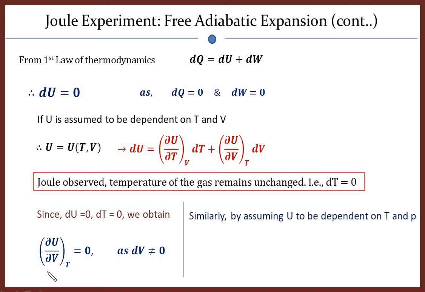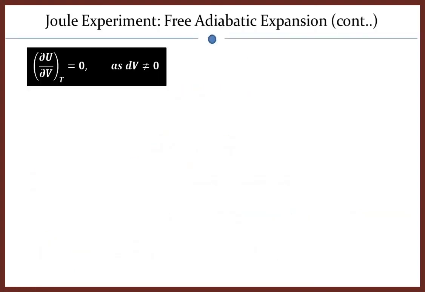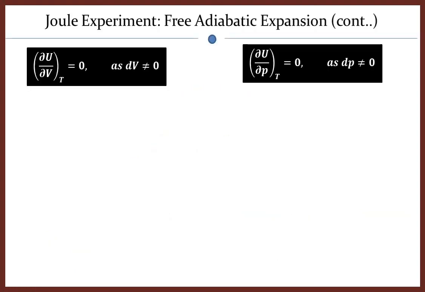Similarly, if you assume that U depends upon temperature and pressure, by following the same procedure you can prove that (∂U/∂P)_T equals 0, which means U is independent of P. Now these are two important things: U is independent of V, U is independent of P. Now as (∂U/∂V)_T is equal to 0 and dU equals 0, from this equation we will have this term equal to 0.